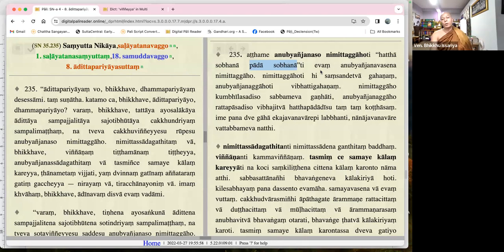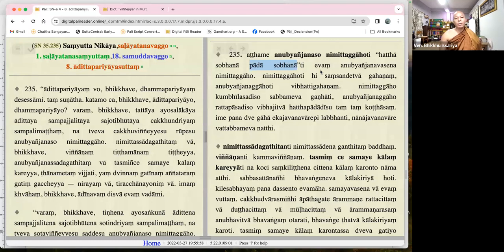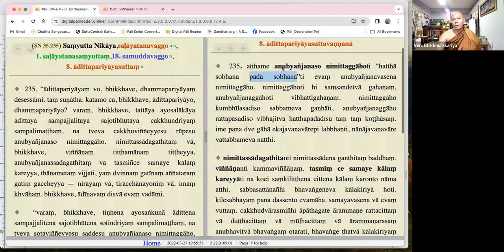In accordance with our own wish, if we like, that one will be beautiful for us. If we don't like, that one will not be beautiful, or will be ugly. If we regard it as beautiful, we will react and attach to it. But if we regard it as ugly, at that time we will react with anger or hatred. We don't like it, and so on. That is why nimitta, anubyañjana, nimitta gāho.